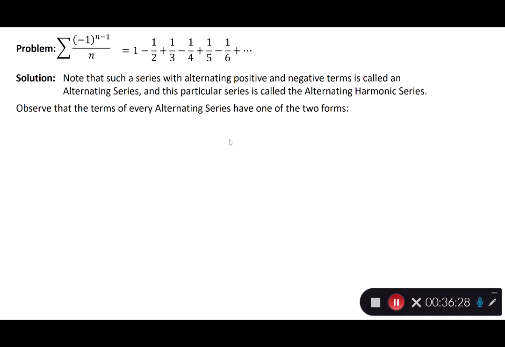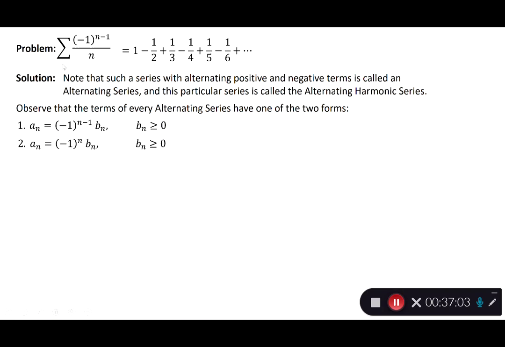Here is one important thing I want to convey. Every alternating series will have one of these forms. Either your a sub n is negative 1 to the n minus 1 b sub n, or negative 1 to the n b sub n. Every alternating series, the moment you notice that the terms are positive and negative like that, a sub n has to be either this form or this form.